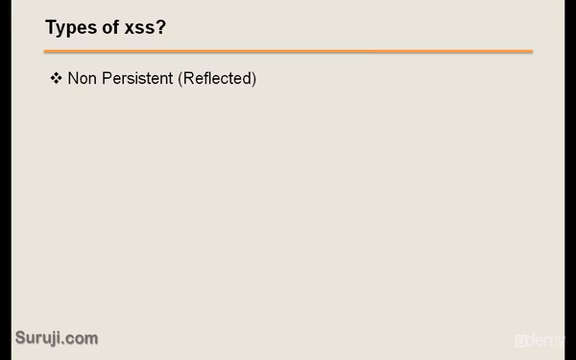There are three types of XSS vulnerability. First one is non-persistent, second is persistent, also called stored XSS, and third is DOM XSS. So let's take a look at the non-persistent. The non-persistent, also called reflected XSS, is one of the most common types of XSS.